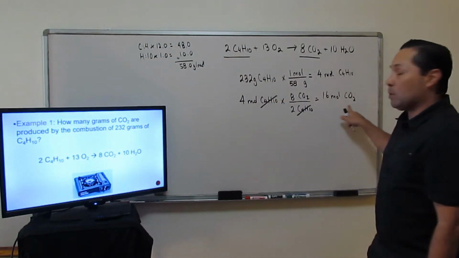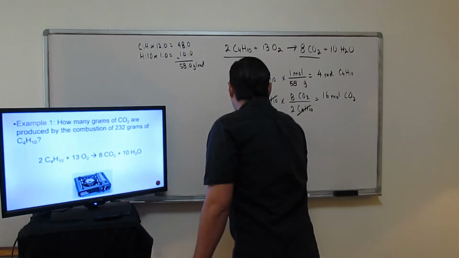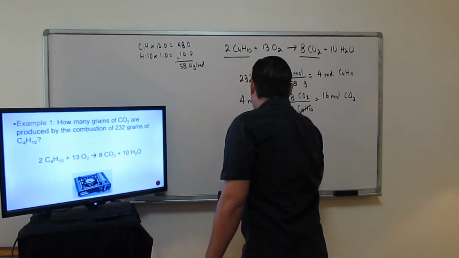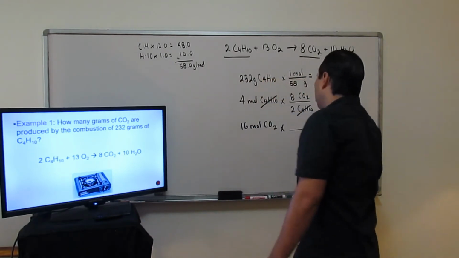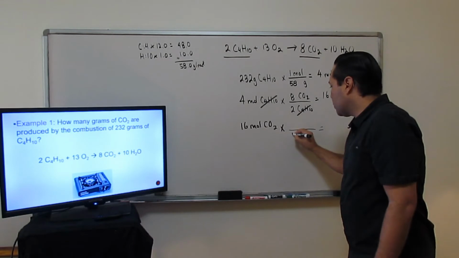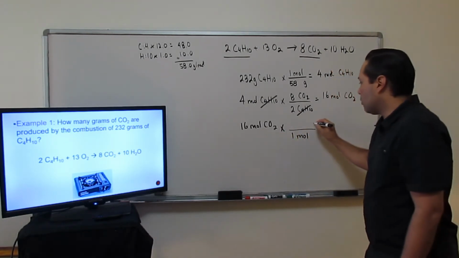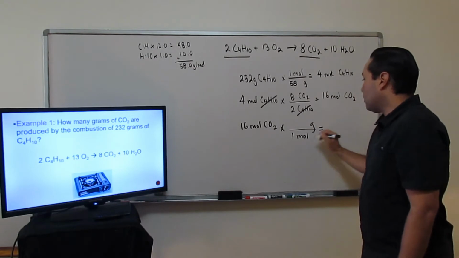I'm going to get my answer one more time, rewrite it here, 16 moles of carbon dioxide, and I'm going to convert it from moles back to grams. So I'm going to put moles in the denominator so that they can cancel out, and the grams will go on top. Now, how many grams is that?